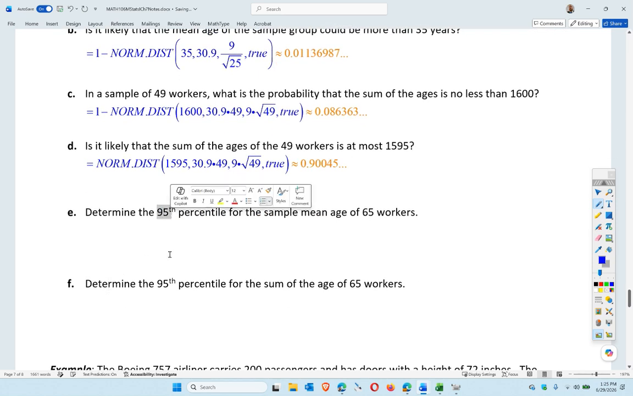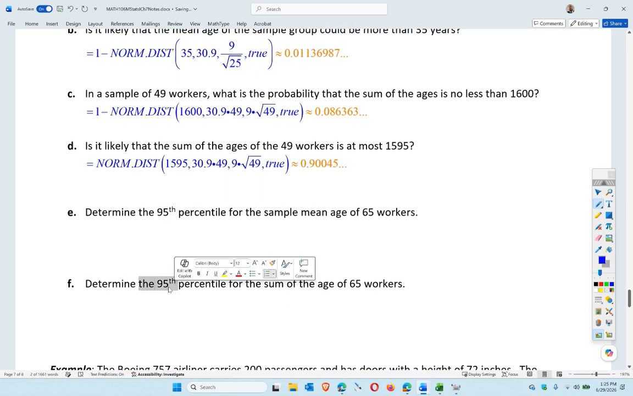So 95th percentile, 95th percentile. Oh, did I copy and paste the same question twice? No. This is the sample mean. This is the average of the group. And this is the sum of the group, right? So our sample size now will be 65 workers.